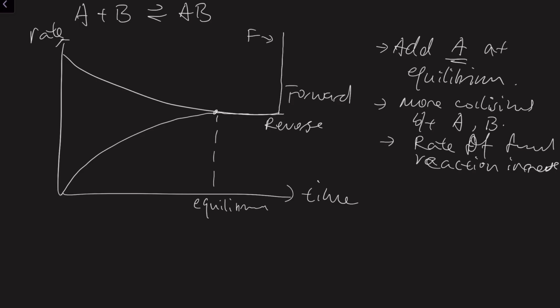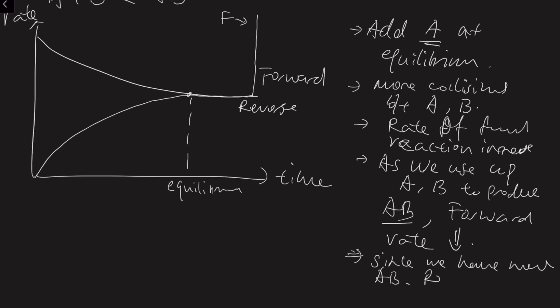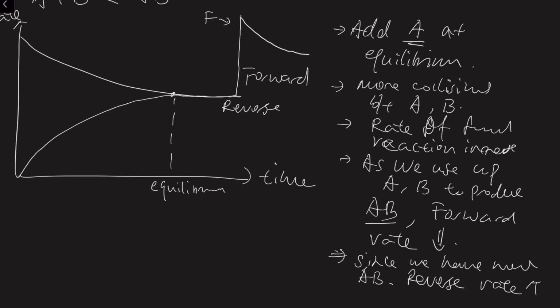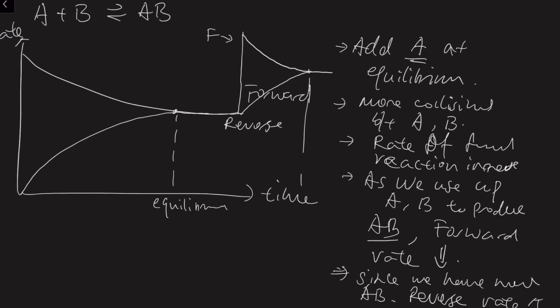And then we get a very similar story. As we use up A and B to produce particle AB, the forward rate would decrease. Since we have more AB, the reverse rate would increase. So the forward rate would decrease and the reverse rate will gradually increase until we meet at a new equilibrium. So we eventually reach this new equilibrium again.